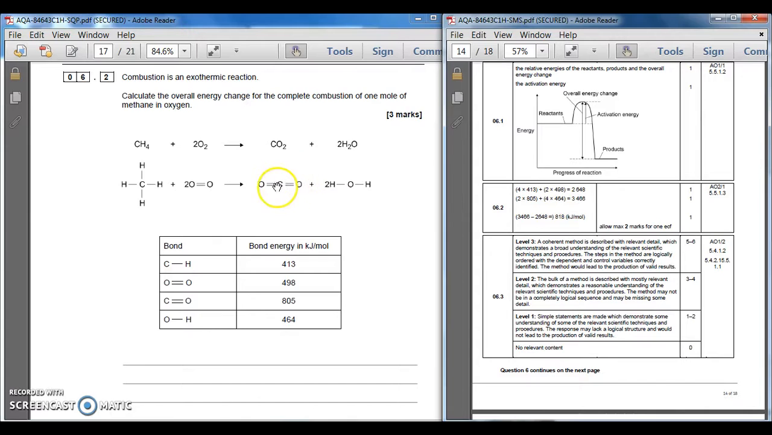Same for this side, find the strength of this bond. There it is, there's 2 of them, add them together, and then find the strength of this bond. There's 1, 2, and there's 2 lots of those, there's 4 lots of them. Add them all together, we get 3466.